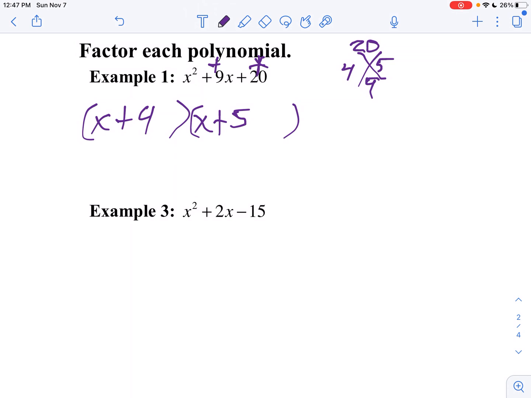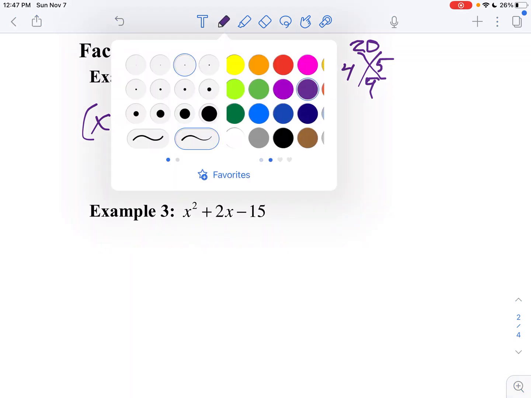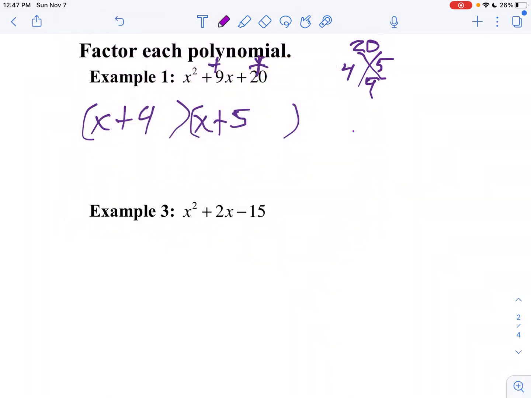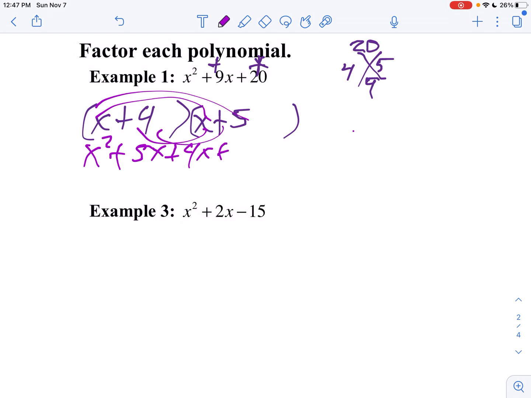Now we can check that. I'm going to change colors here so you can see it checking. So I'm going to double distribute. x times x is x squared. x times 5 is 5x. 4 times x is 4x. And 4 times 5 is 20. So I'll combine my like terms. I get x squared plus 9x plus 20. And so that checks. My answer is x plus 4 and x plus 5. The rest of it I was just checking.